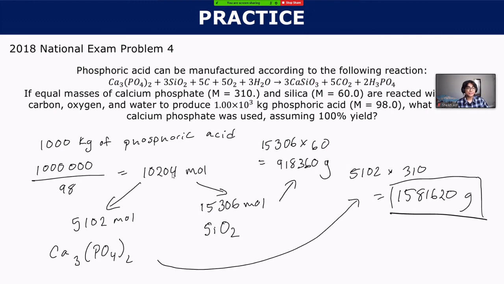Obviously, this is not the number that is on the answer sheet. I think on the answer sheet it's like 1,580 kilograms, but we did it in grams, so yeah. On the test, you would probably just answer this, but it's cool to see how we got all this.